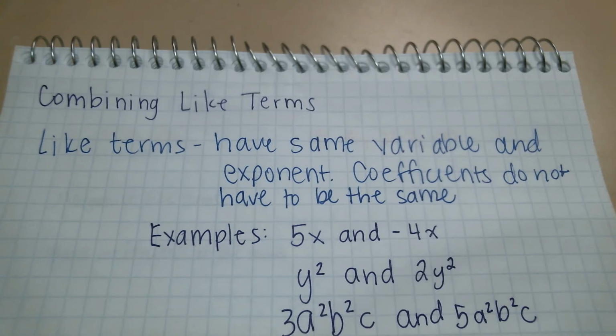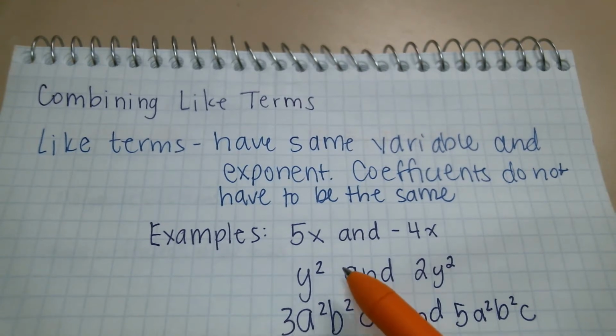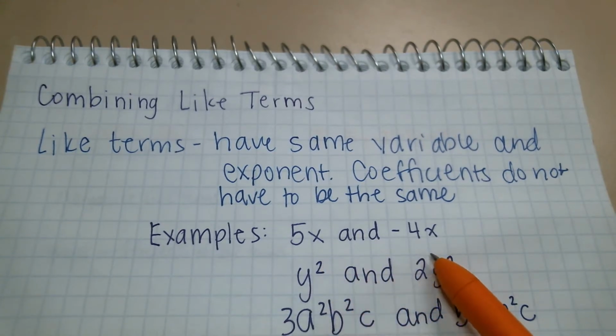In this video, we're combining like terms. So like terms have the same variable and exponent, and the coefficients do not have to be the same. Now, as a reminder, terms are parts of a mathematical expression that are separated by addition and subtraction signs. So some like terms might be 5x and negative 4x.